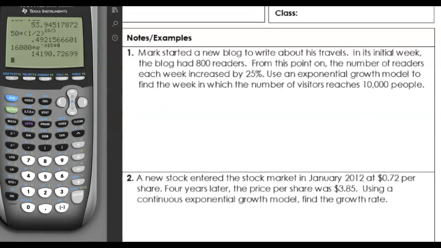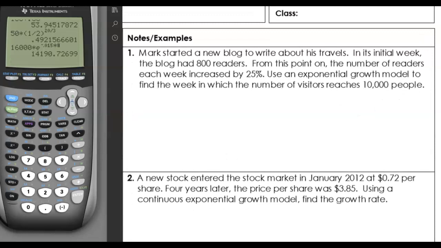Now this is why we practice. This is why we actually learned how to solve for exponential and how to solve for log. Because we're going to have to solve for variables in these application problems. So let's do this first one. Mark started a new blog to write about his travels. In its initial week, the blog had 800 readers. From this point on, the number of readers each week increased by 25%. That's awesome. Use an exponential growth model to find the week in which the number of visitors reaches 10,000 people.